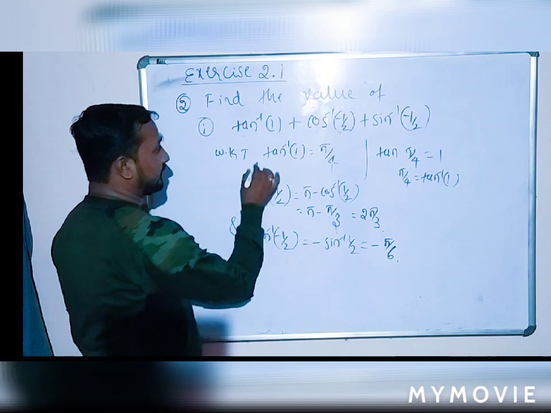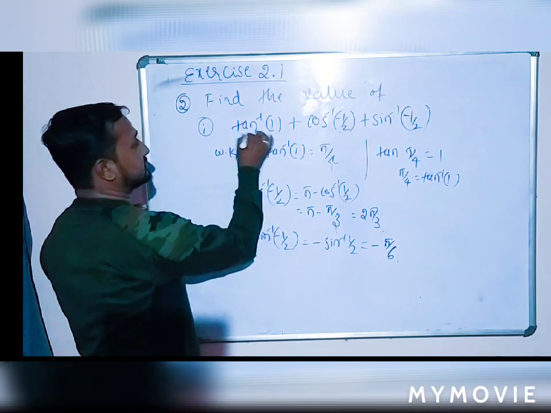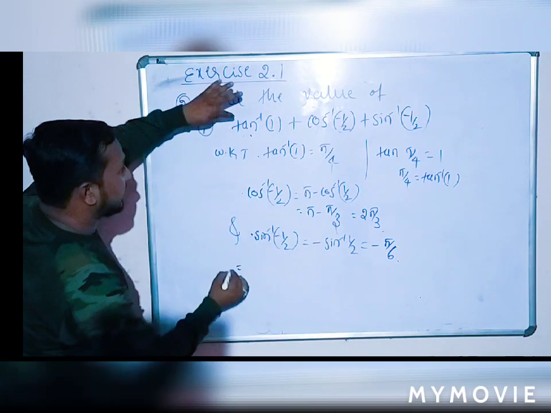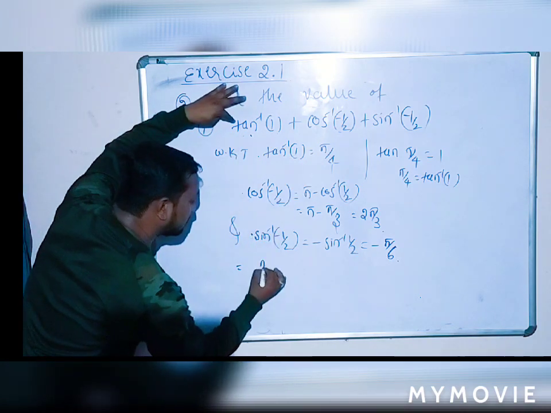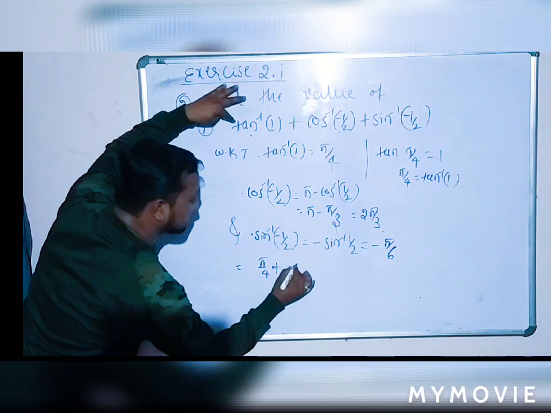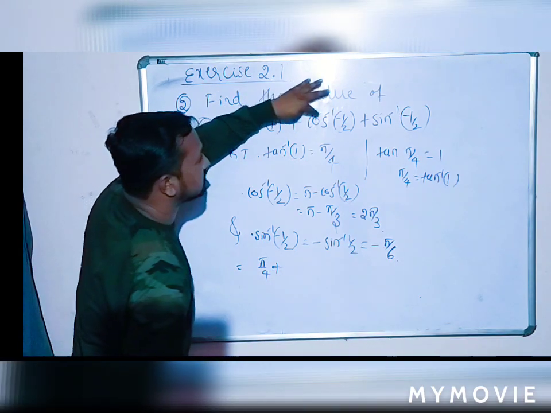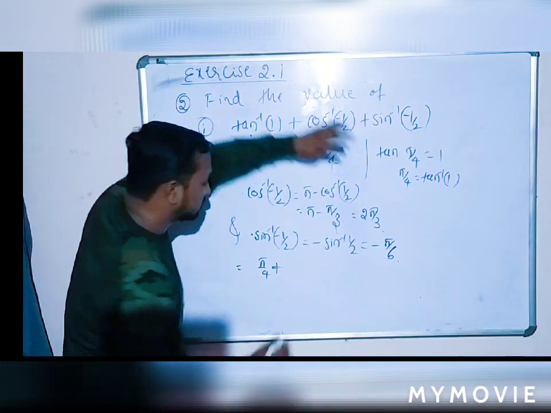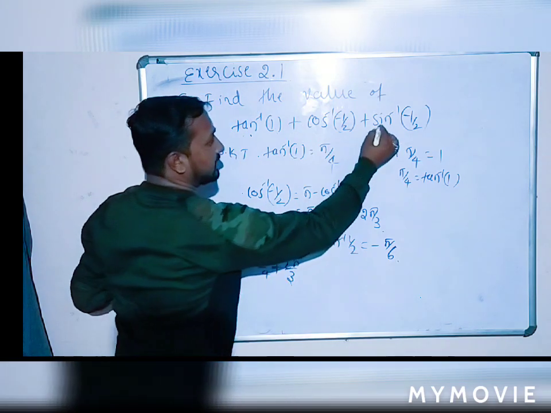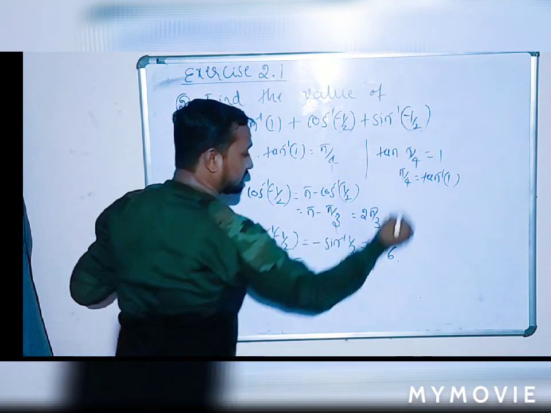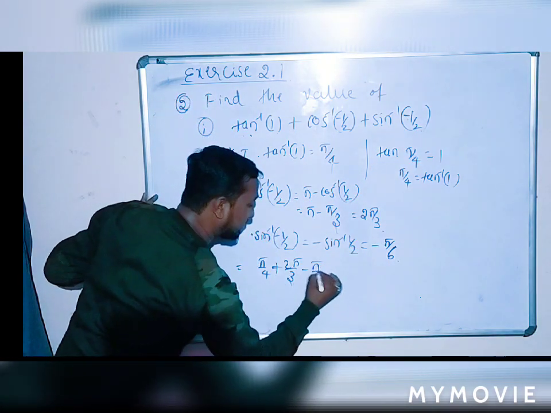Okay? Put all the values, first, second, third, in this step. That is equal to tan inverse of 1, what is that? Tan inverse of 1 equals pi by 4, plus cos inverse of minus 1 by 2, which is nothing but 2 pi by 3, plus sin inverse of minus 1 by 2, which is nothing but minus pi by 6.